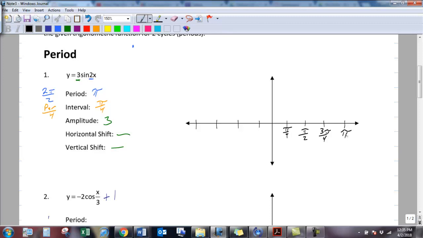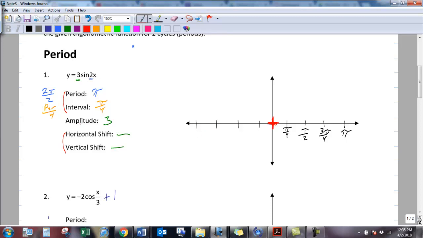Hey, y'all, a little trick. Your 4th tick mark should always be your period. That's kind of your checkpoint. If you're counting by pi fourths, you should end on the fourth tick mark at whatever your period is. Since there were no shifts, our origin is still going to stay here at the origin. You remember this? Sure. So that's still staying there.